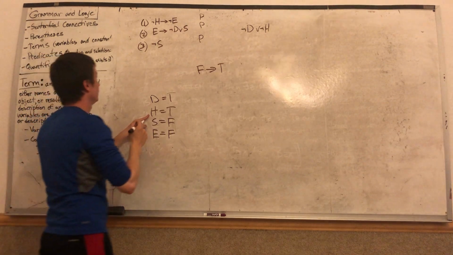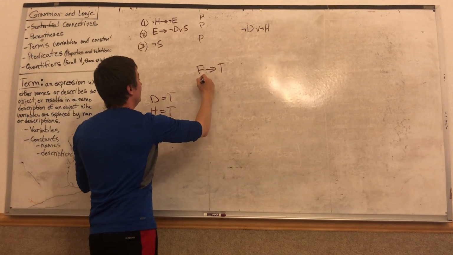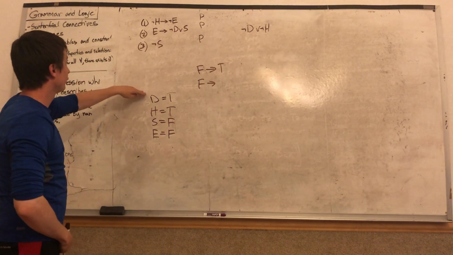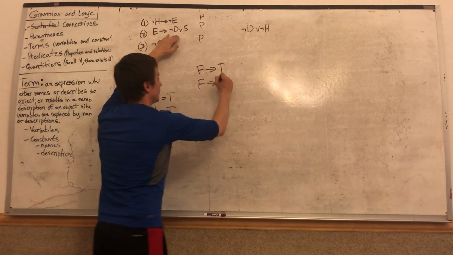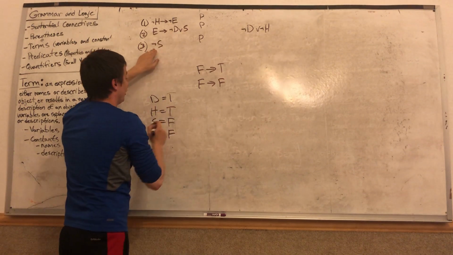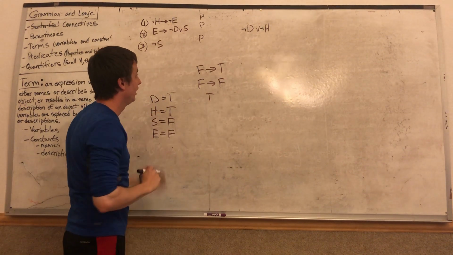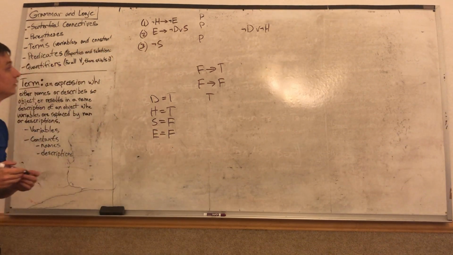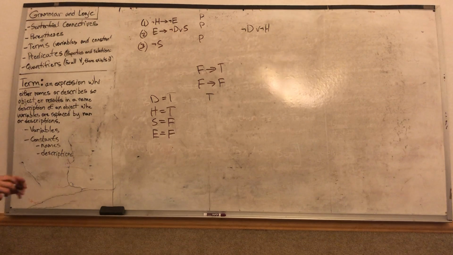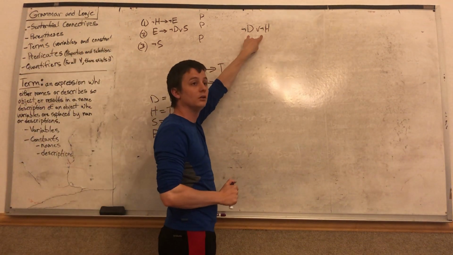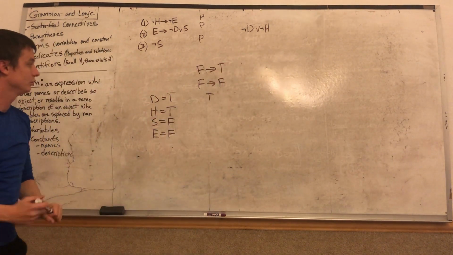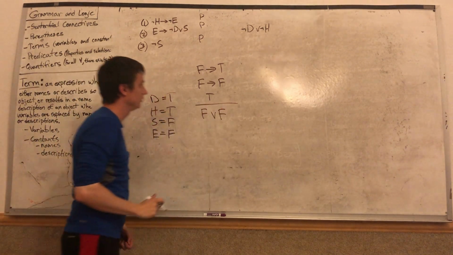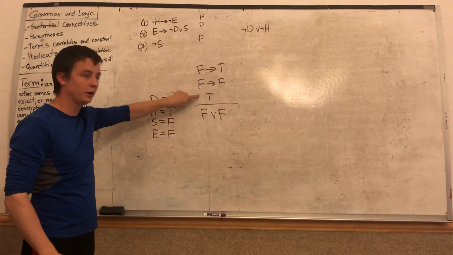Which is true, we're good. Our second one is false implies false, but true and false is false, so we're good there. Our third one is just true. And our conclusion is false or false, which is false. So we have true premise, true premise, true premise, false conclusion.